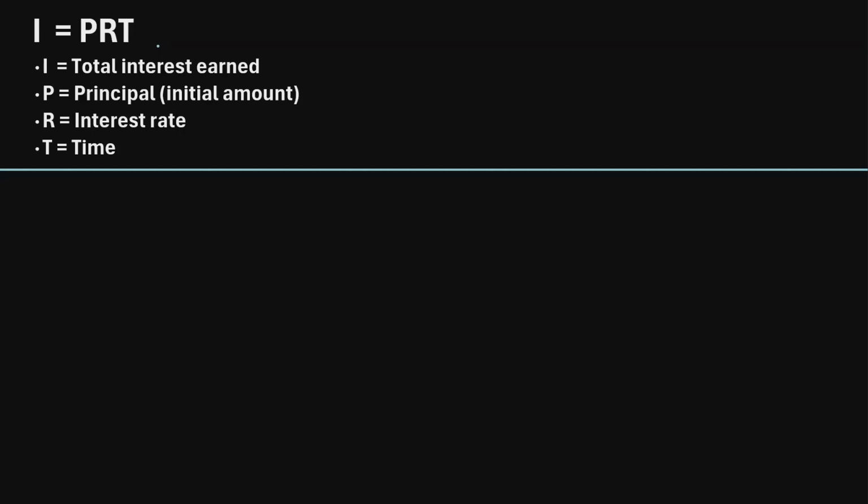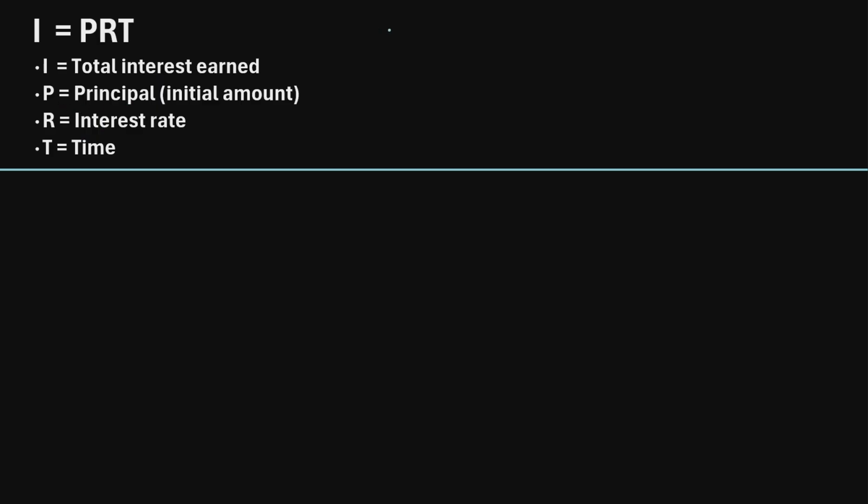The formula to calculate simple interest is I equals P times R times T, where I is the total interest earned, P is the principal or the initial amount that you put in, R is the interest rate, and T is time. Now, let's say that you would instead like to solve for principal. How could you do that?